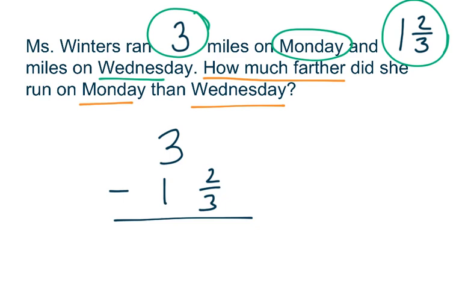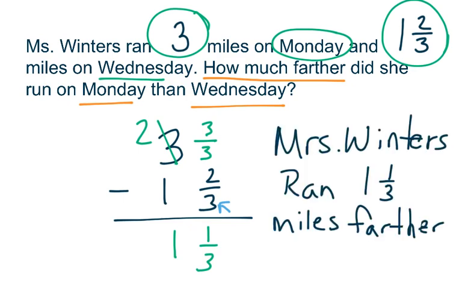When we subtract, we notice that there is no fraction next to our 3 miles, and so we're going to need to create a fraction in order for us to be able to subtract. I'm going to borrow my whole, and then I put a whole in terms of a fraction, and I chose 3/3 because the denominator of my mixed number that has a fraction associated with it is a 3. And now I can subtract. 3/3 minus 2/3 gives me 1/3, and 2 minus 1 gives me 1. So how much further did Miss Winters run on Monday than Wednesday? Miss Winters ran 1 1/3 miles further.